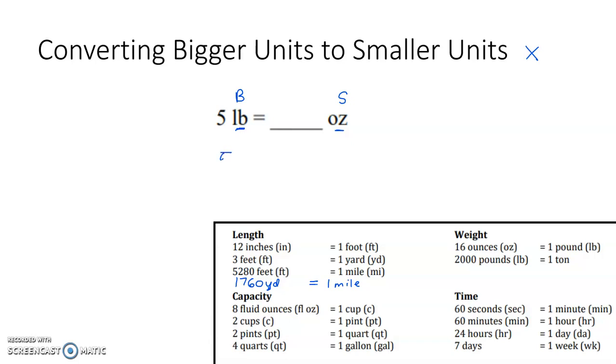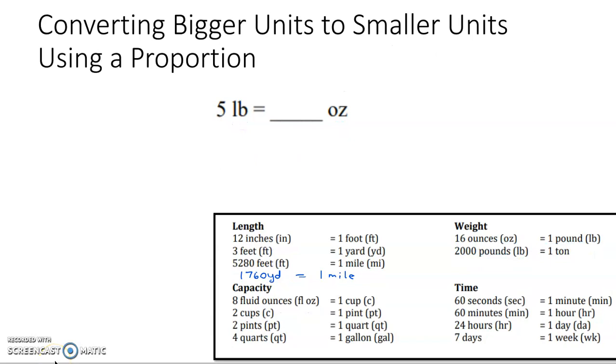So we're going to be taking 5 multiplied, and we look at the conversion from pounds to ounces. So there's 16 ounces in 1 pound. So 5 pounds times 16 ounces equals a total of 80 ounces in 5 pounds. 5 times 16 is 80.